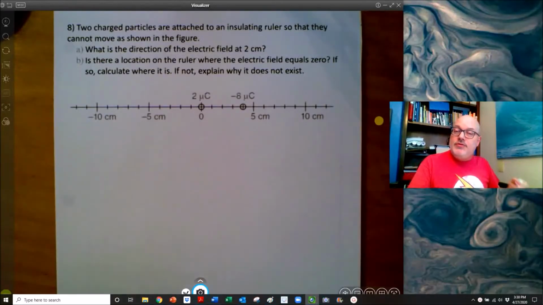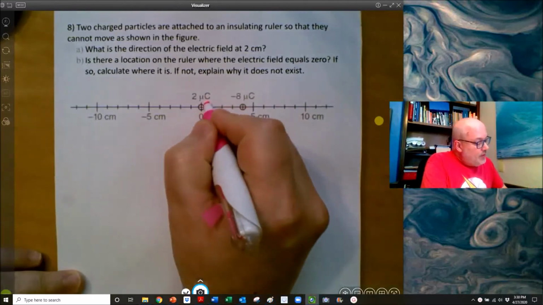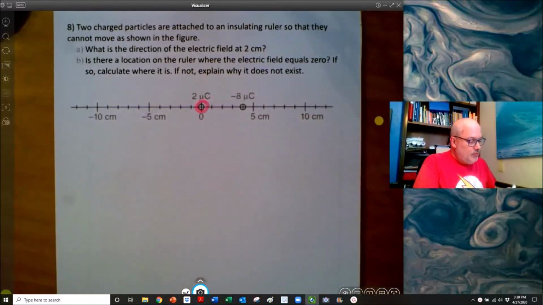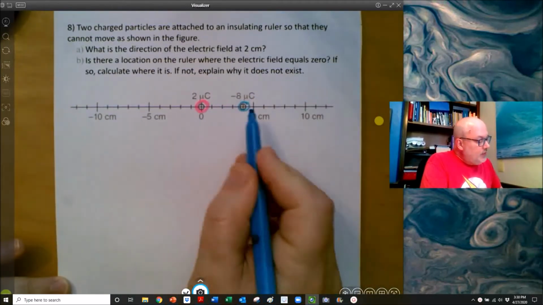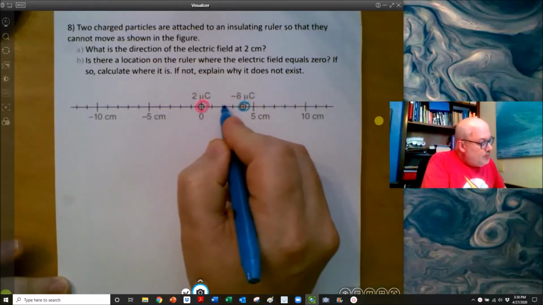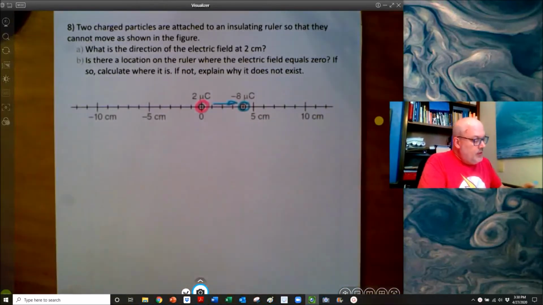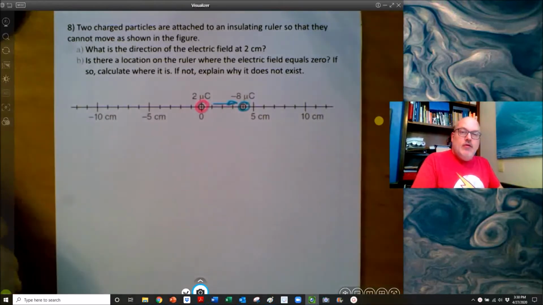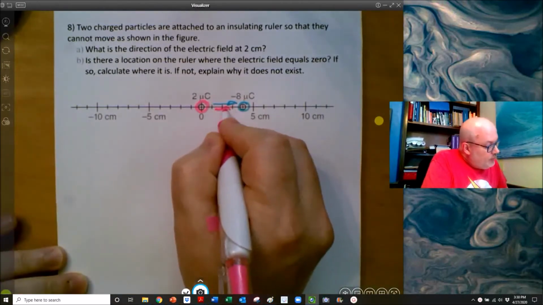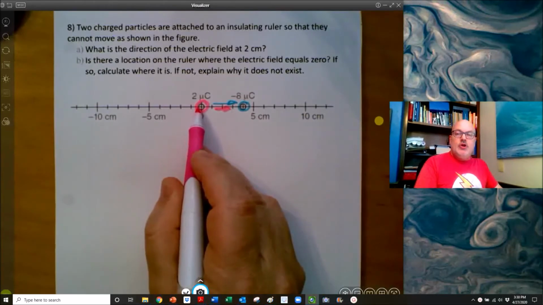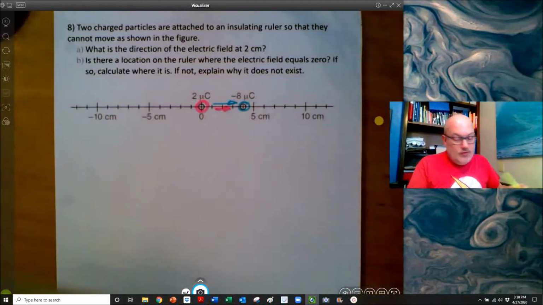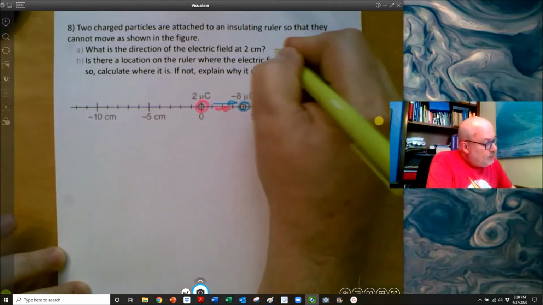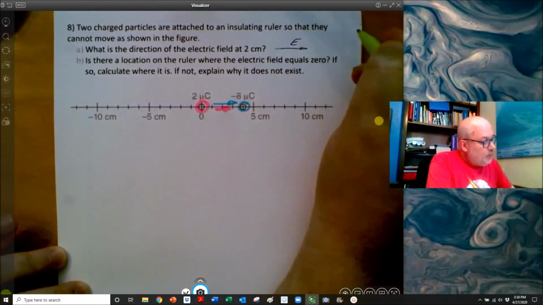All right, to help us understand this one better, I'm going to color code mine. I'm going to make the 2 microcoulombs pink, and I'm going to make the -8 microcoulombs blue. We're looking at a spot here in the middle. So the electric field should be toward the blue one and away from the pink one. Now I've drawn the pink one smaller because it's a smaller charge, but they're both working together. So the answer to part A is to the right. Our electric field will be to the right.